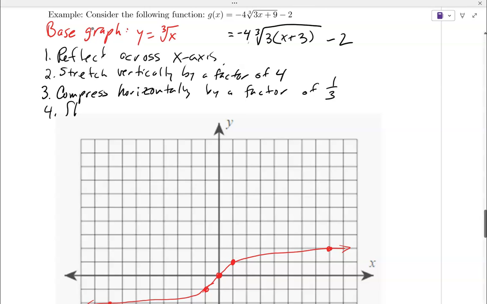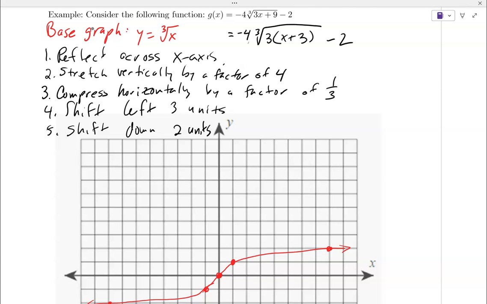What's the plus 3 tell you to do? Shift left, good. 3 units, and then the minus 2 tells you shift down by 2, good. All right. Are there any questions about how we listed the transformations before we start tracking these points and where they end up? It's okay?